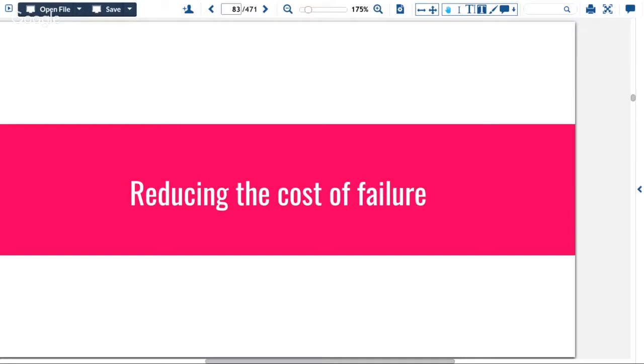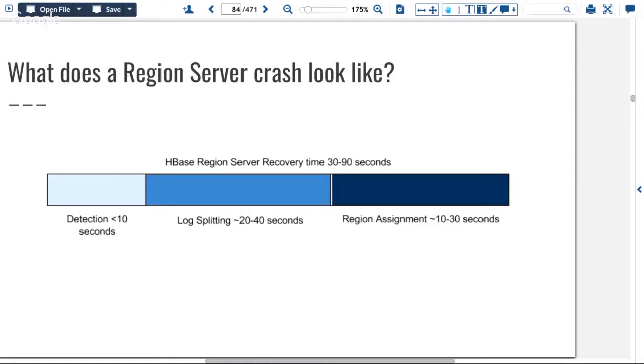So first, reducing the cost of failure. What does a region server crash look like? First, you have detection, which in our environment takes less than 10 seconds. We have the heartbeat interval in Zookeeper tuned down very aggressively. We then enter log splitting, which typically takes 20 to 40 seconds. And then finally, region assignment, which can be 10 to 30 seconds.